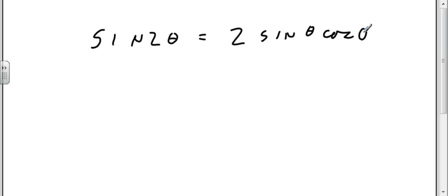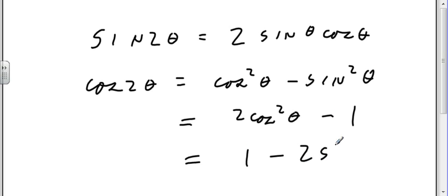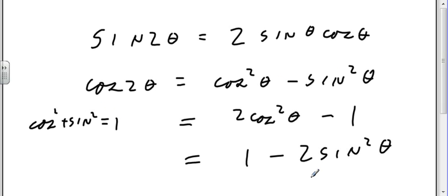13.3 has to do with double angles. So we have new formulas, all of which are in the back of your book that you don't have to memorize. If I have the sine of 2 theta, I'm going to have 2 sine theta times cosine theta. And the cosine of 2 theta can be cosine squared minus sine squared, or it could be 2 cosine squared minus 1, or it could be 1 minus 2 sine squared theta. The way we change from the top one to the other two is we remember that cosine squared plus sine squared is 1. If we replace either one of those, we get those other two formulas.